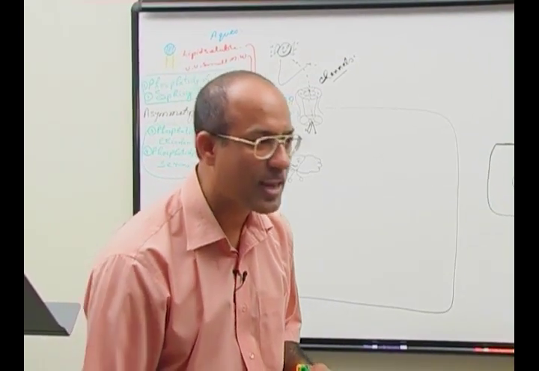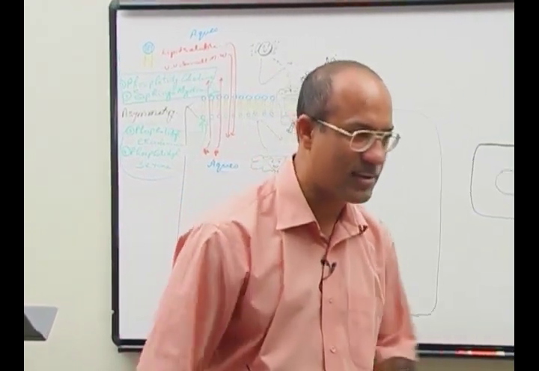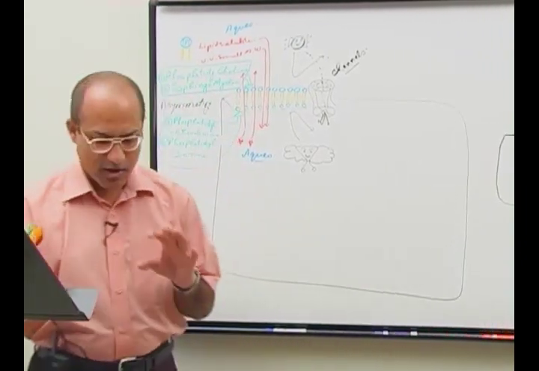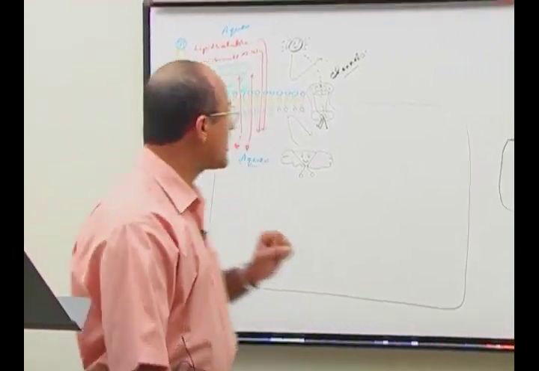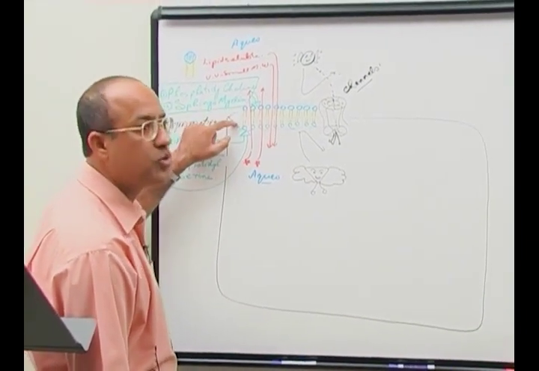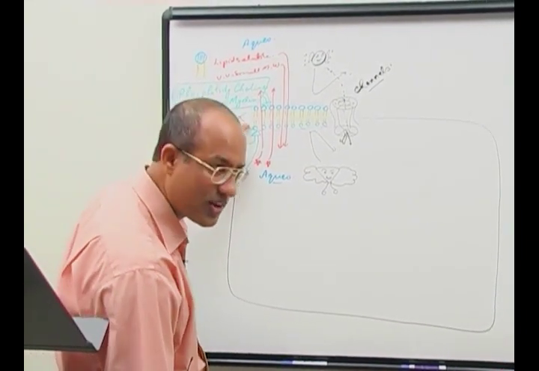I think I need to recap this. I was trying to put a concept in your mind that the cell membrane is made of phospholipid bilayer with associated proteins. Is that right?